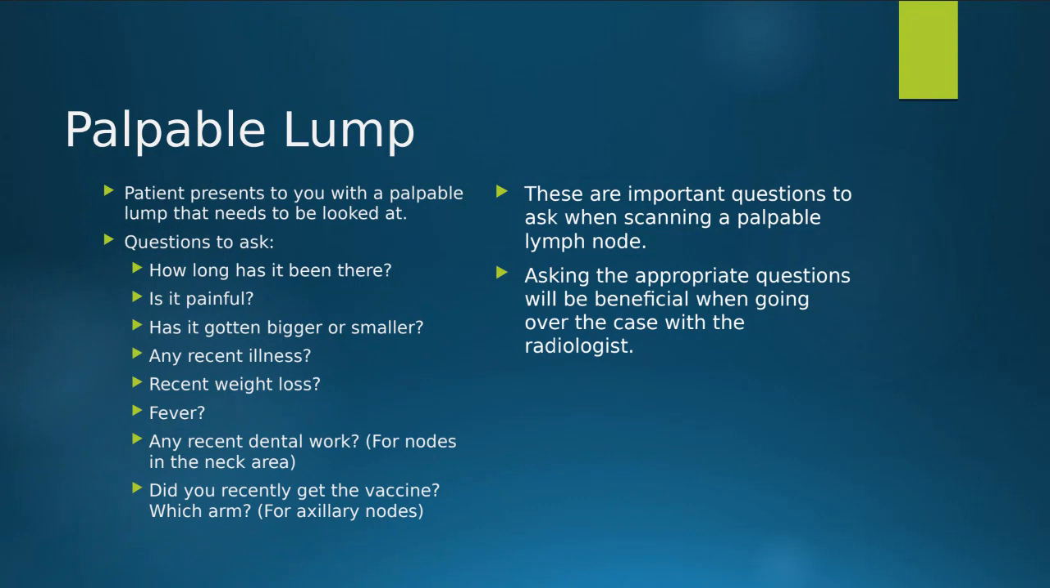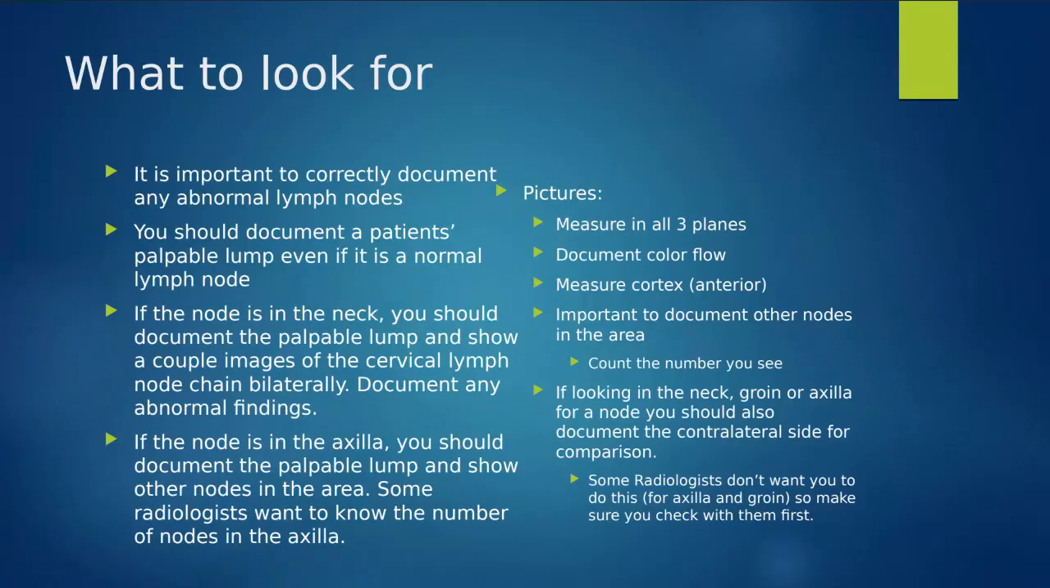So it's really important to get an accurate patient history, because we don't want to assume a lymph node is abnormal when in fact they just had a really bad cold last week, or they just got a vaccine, or they just had dental work done 3 days ago. So we want to make sure that we're asking those appropriate questions. So what are we looking for?